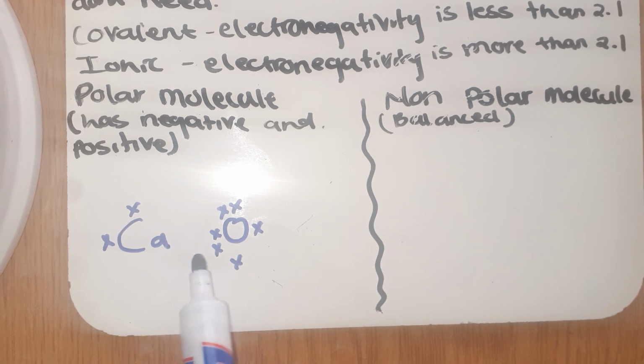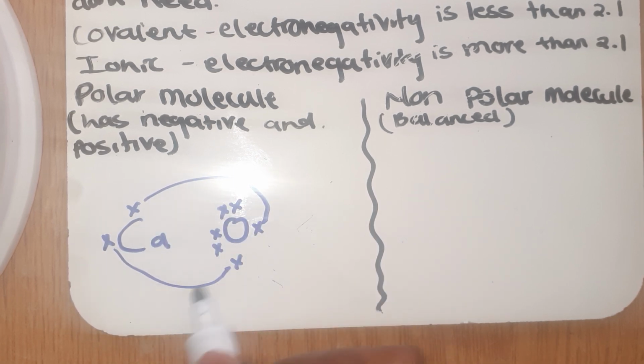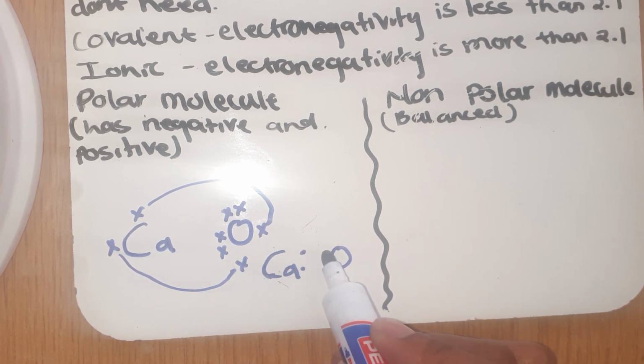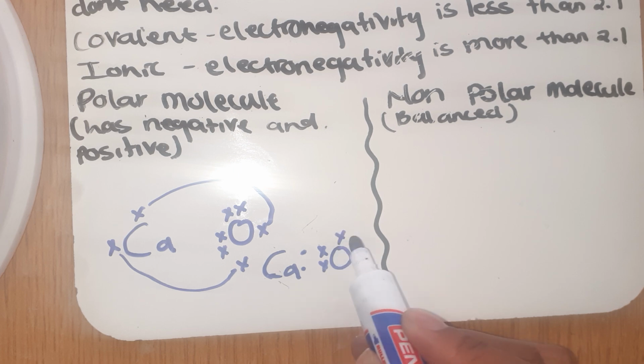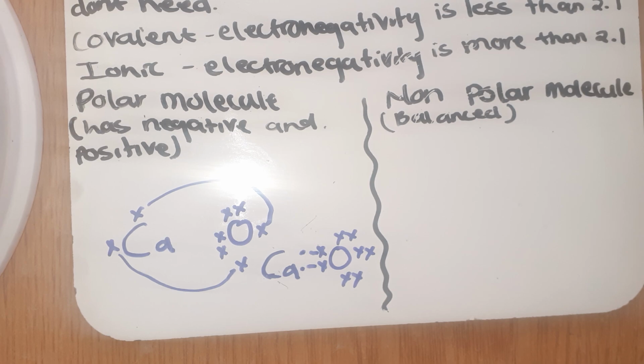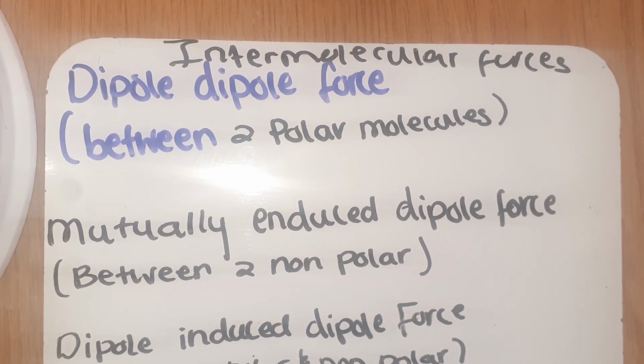So this one will bond to this one will bond in this. So you will have something like CaO, like this. So this is a double bond. Here we have the intermolecular forces.